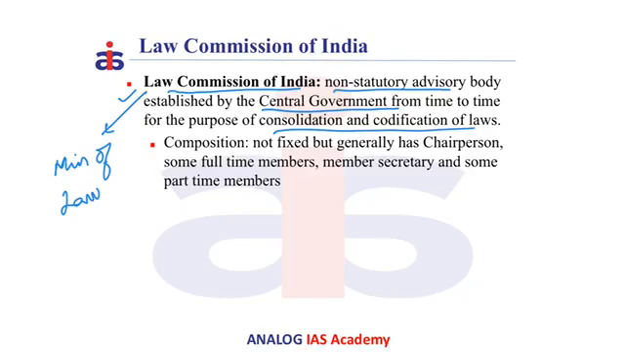The composition of the Law Commission of India is not a fixed one, but rather generally comprises a chairperson and some full-time members, a member secretary and some part-time members. The chairperson is generally a retired or serving judge of a high court or the Supreme Court, or a person who is eminent in the law field.